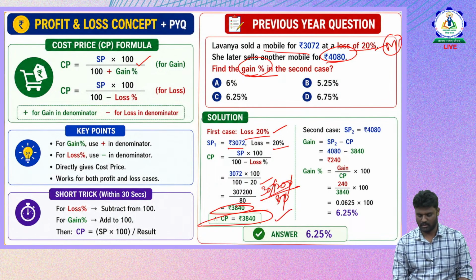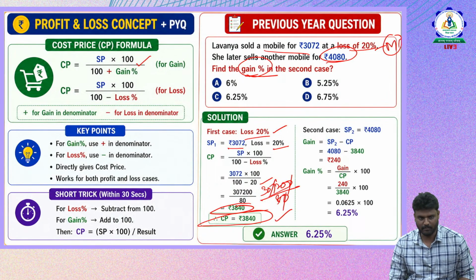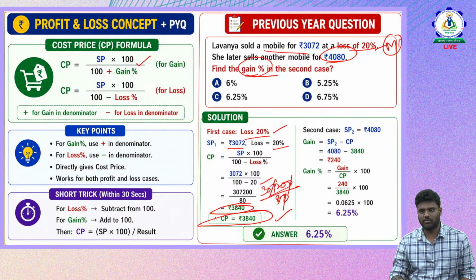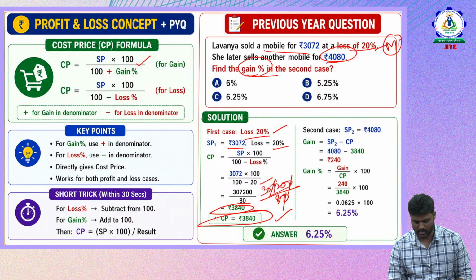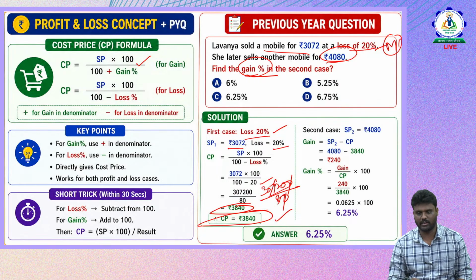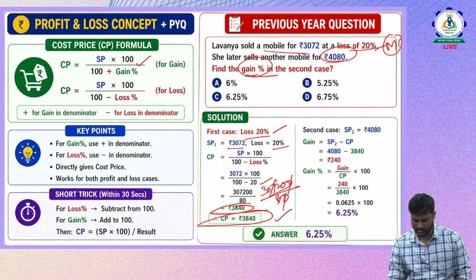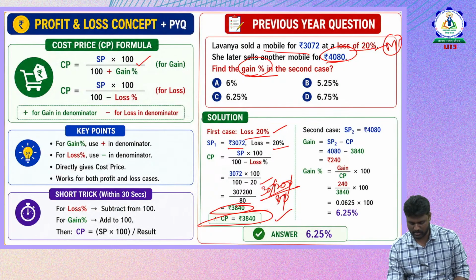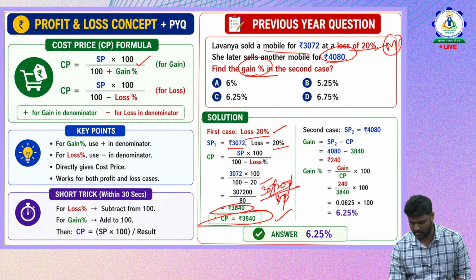Okay, that is the first case. Now what is the second case she is telling? The second, again she sells another mobile for 4,080 rupees and gets a gain, and we need to find the gain percentage in the second case. So now let us see for how much amount she sold the second mobile: 4,080 rupees.